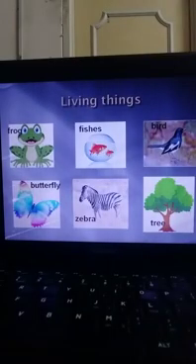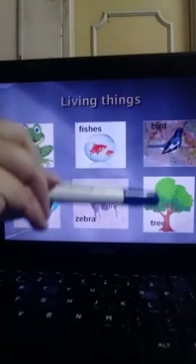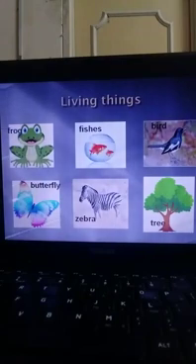So my dear students, if you look at these pictures, you can see a frog, fishes, a bird, a butterfly, a zebra and a tree. All these things are called living things. Why are these things called living things? Because these things can eat, breathe and grow. They need water, food and air to stay alive.